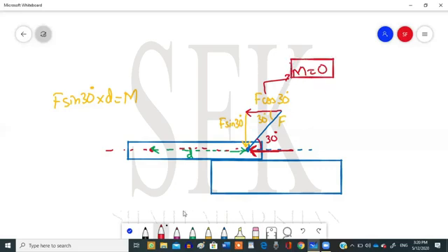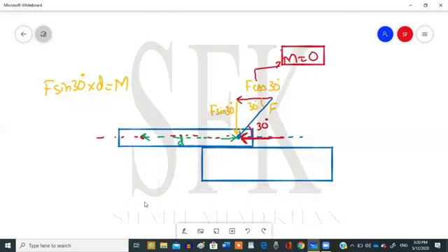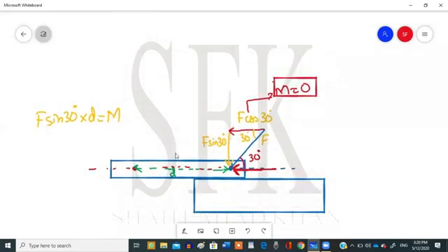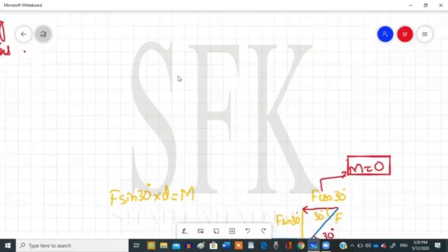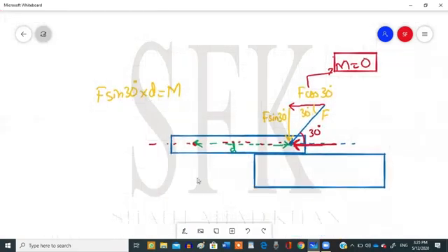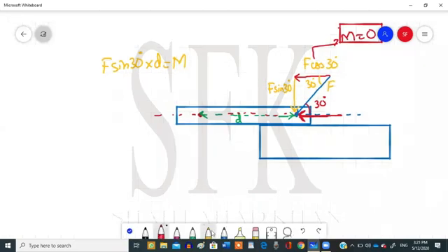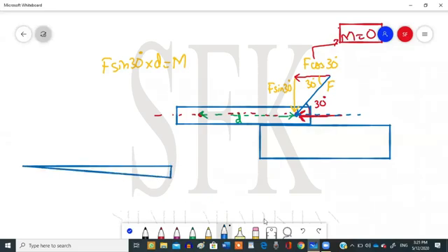Any questions so far on resolution of forces? This was a relatively new concept for you, right? So this is pretty much the first half of the chapter, and you can even generalize it.